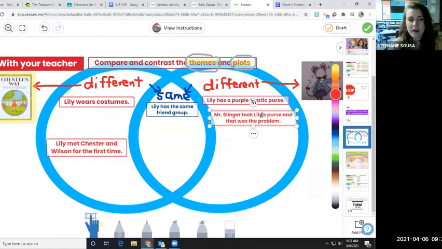Let's focus back on that problem. In Lily's Purple Plastic Purse, the problem is that Mr. Slinger took Lily's purse. That is not the problem in Chester's Way. What is the problem in Chester's Way? Terrence, what's the problem in Chester's Way?